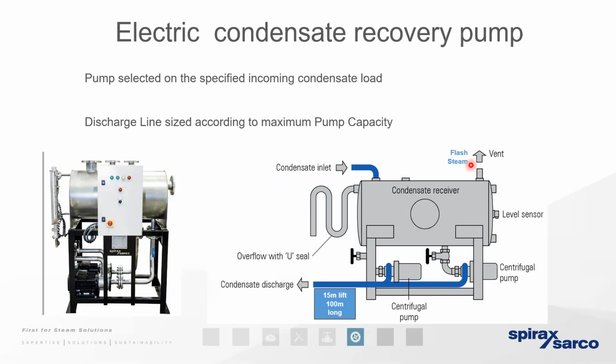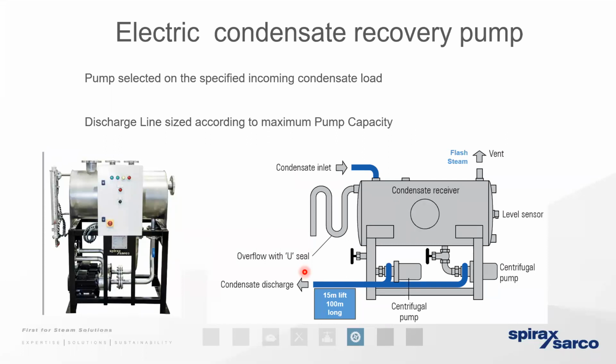If we've undersized the vent, or if we've had a contractor on site that's put a dog leg in the vent, the flash steam can't escape. Condensate can't cool down. Maybe we've got a couple of failed steam traps. If we've got live steam coming into this massive condensate, it won't be able to cool down. The pumps will cavitate, they'll fail, the condensate will back up, and it will be dumped to waste through the overflow.